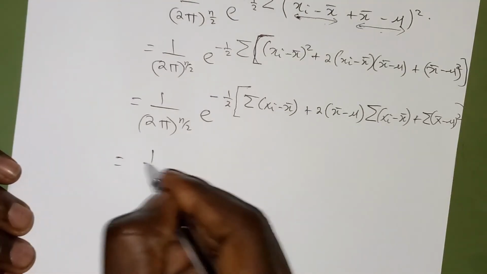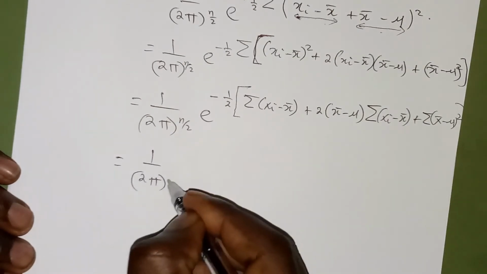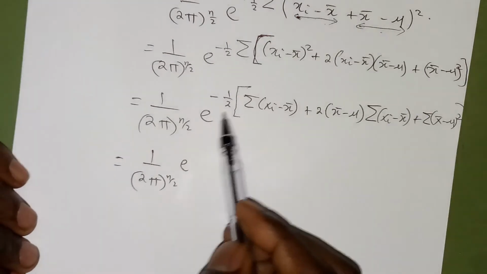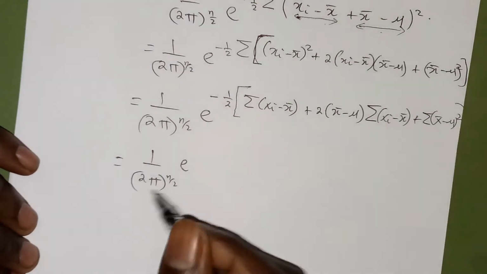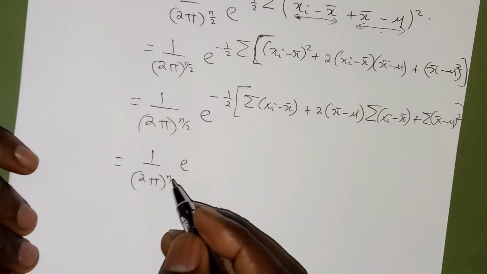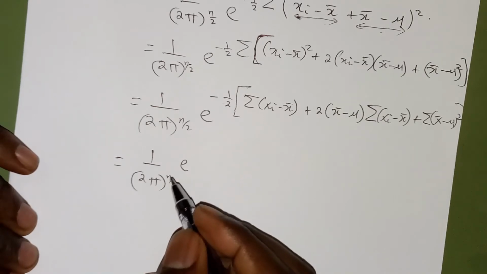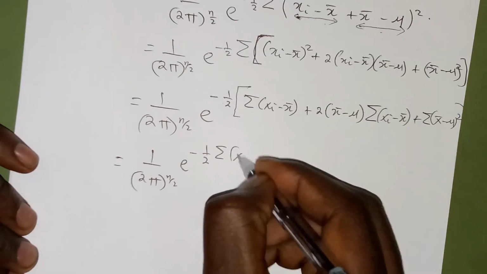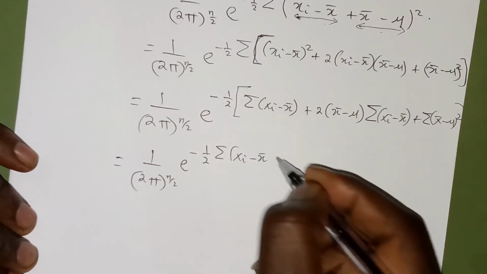All right, this one is just the same. Okay, then let's go on and simplify. 1 over 2 pi to the n over 2, e, okay, I think this 1 over 2 can also be distributed inside, and that way we get negative 1 over 2 summation of (xi minus x bar) squared.